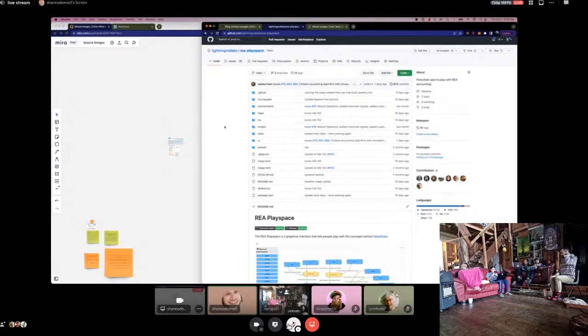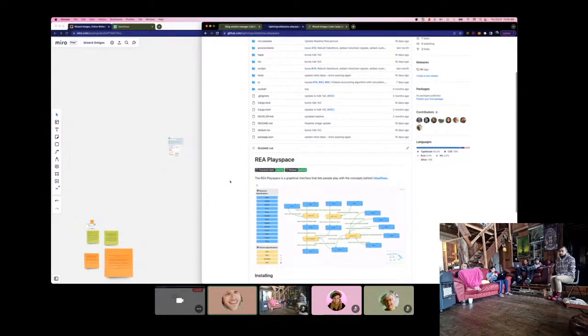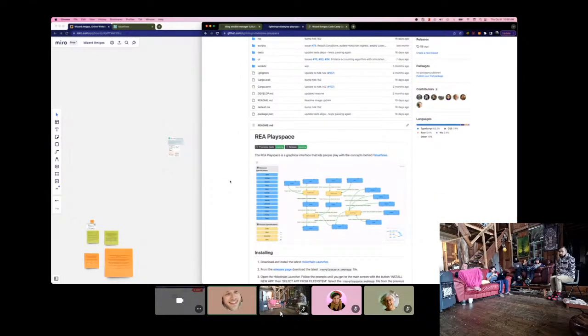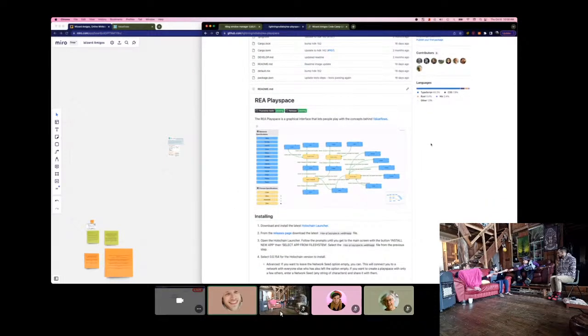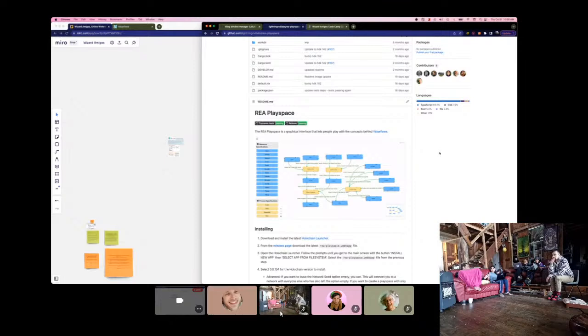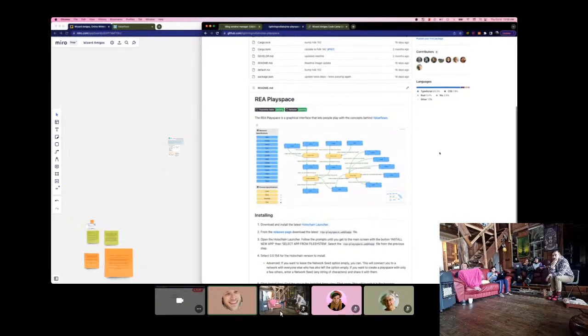Yeah, super good question. So we're working on that right now. That's what the REA PlaySpace is. So myself and a coworker Jill and Lynn and her partner Bob are working on this. It's basically a Valueflows modeler. The idea is it helps people understand the Valueflows vocabulary and also start modeling processes.